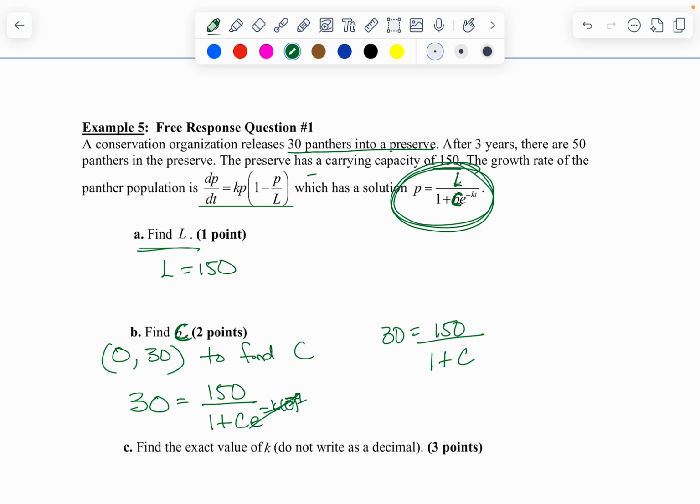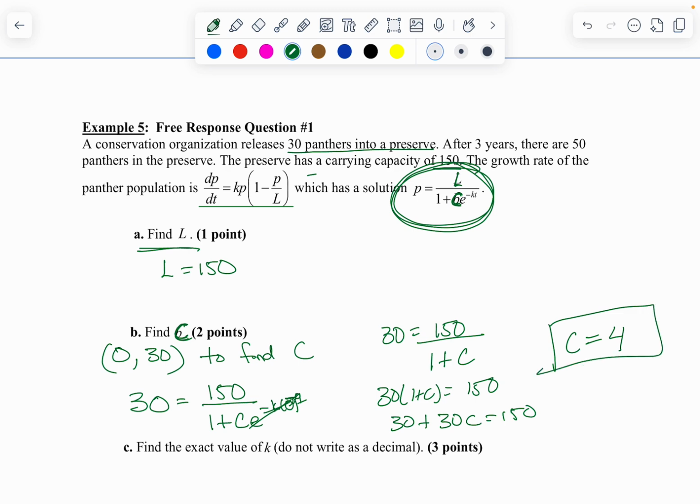Multiply both sides by 1 plus C. So we got 30 plus 30C equals 150. Subtract 30 is 120. Divided by, well, I should have just divided by 30. It's okay. Divided by 30 here, and we've got 5. And then subtract 1. So C is going to be equal to 4, no matter which algebra methods you use.